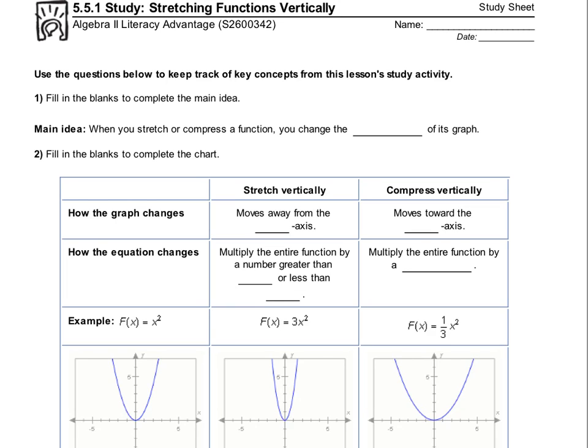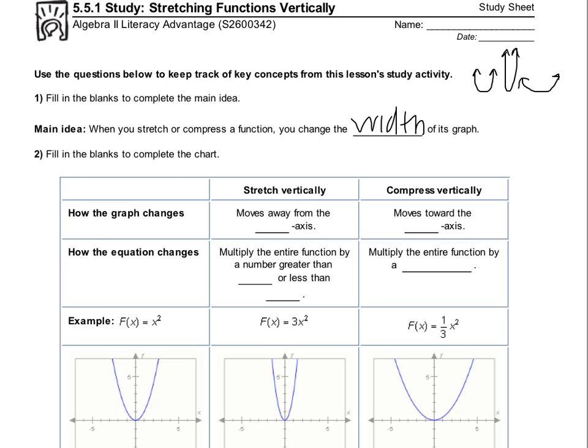So for 5.5, we were talking about how to stretch functions vertically. And what it looks like when you stretch a function vertically would be like if you had a parabola. Well, if you stretched it vertically, then it's either going to become really narrow, or you could shrink it vertically and it's going to become really wide. So when you stretch or compress a function, you change the width of its graph.